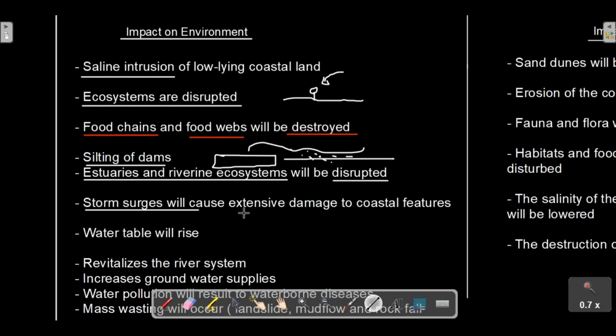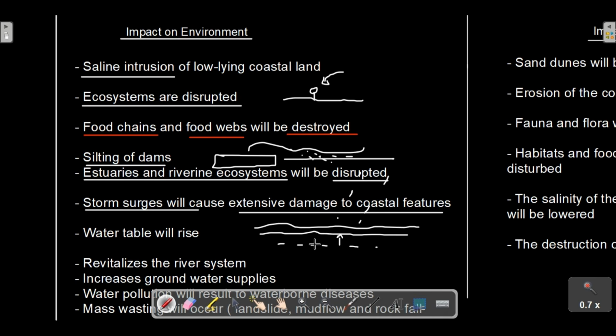Storm surges will cause extensive damage to coastal features. Okay, remember, coastal areas are also tourist sites, and so that also goes on to affect the economy as well. So all of these are interdependent. And then the water table will rise. The water table is the highest point of groundwater. So of course, the water table will rise because now it's going to rain a lot, and so that means you are going to have more water in the ground as groundwater.